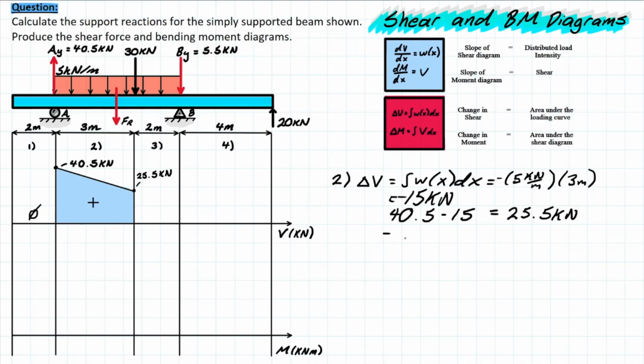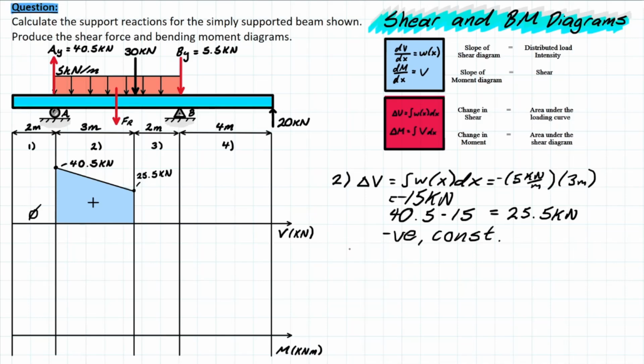All right, so now we plotted those points and drew the line between the two. And I know that that line needs to be negative with a constant slope. Why do I know this? I know this because of this rule right here. So my distributed load is negative with a constant value, meaning that for the shear diagram, it has to also be negative with a constant slope. So that's why I'm going down with this linear line from 40.5 to 25.5.